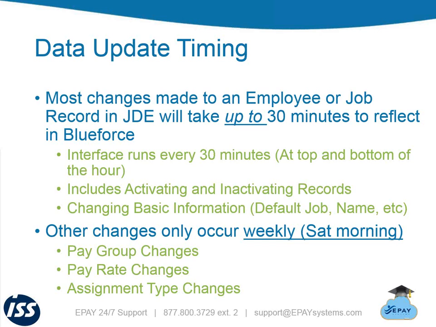If you do it at 2:15 and then at 2:30, you can expect that change to start taking effect. I always tell everyone, give the system time; the interface runs at the top and the bottom of the hours, in this case, in my example, 2:30. However, it might take up to maybe 5-10 minutes after that for it to actually flow through and appear in the system, depending on how many changes or other processes are running at that same time.